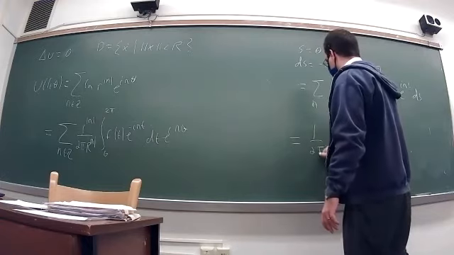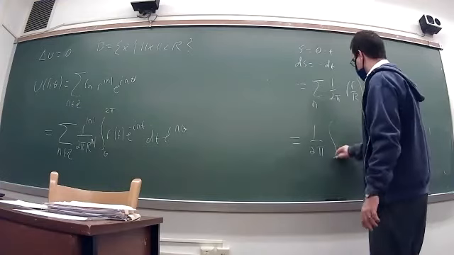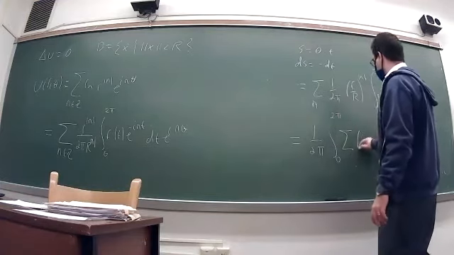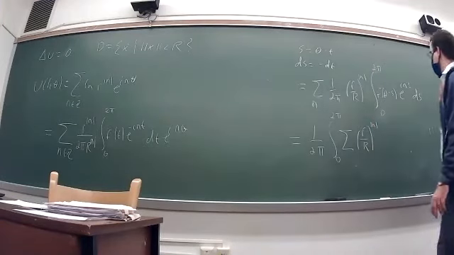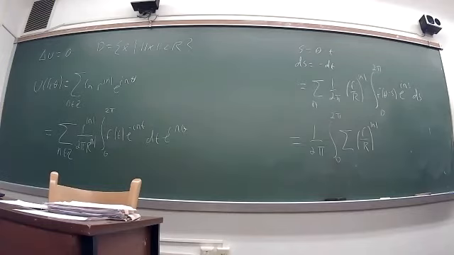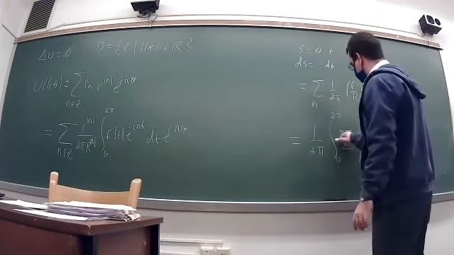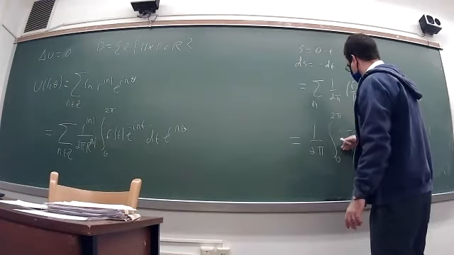So I'll take 1 over 2 pi, the integral from 0 to 2 pi, and I'll take the sum now, r over capital R to the absolute value of n. And I'll pull out this constant to the front of the sum, f of theta minus s. So I'll have to rewrite that.